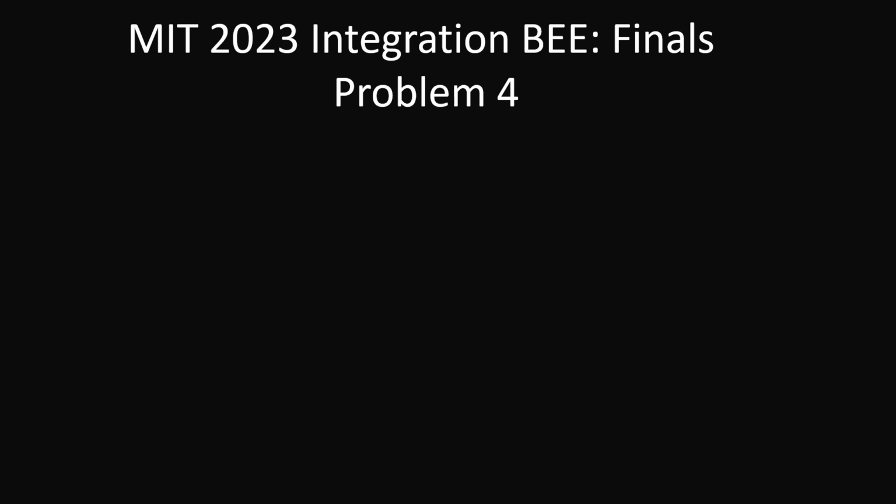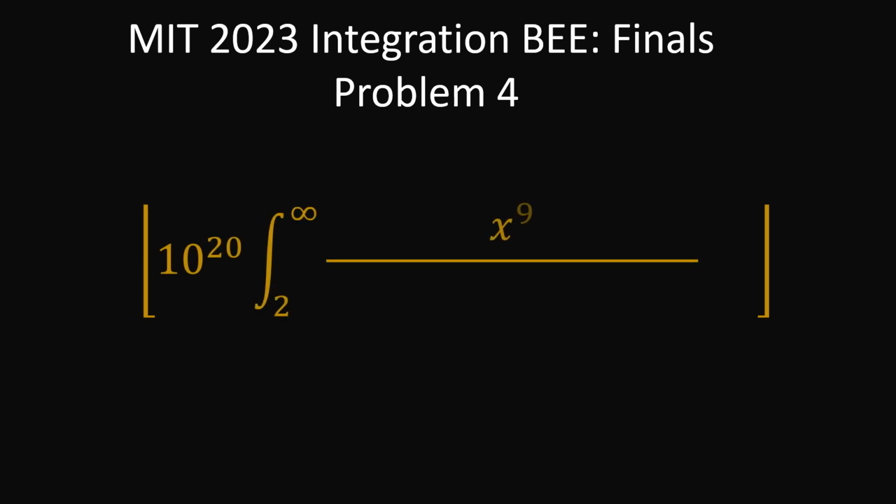Today we're going to look at the MIT 2023 Integration Bee final question, problem number 4, which is the floor function of 10 to the power 20 times the integral from 2 to infinity of x to the power 9 over x to the power 20 minus 48 x to the power 10 plus 575.